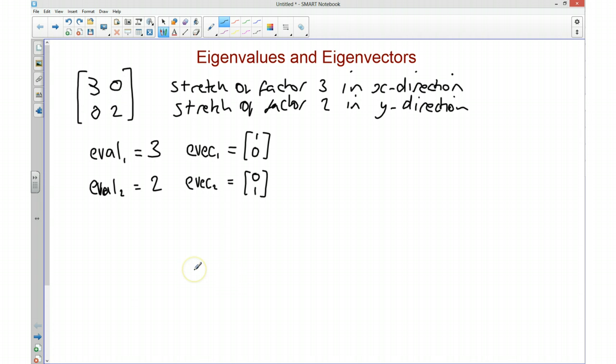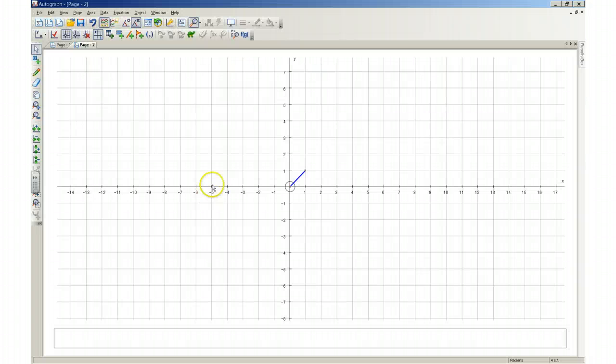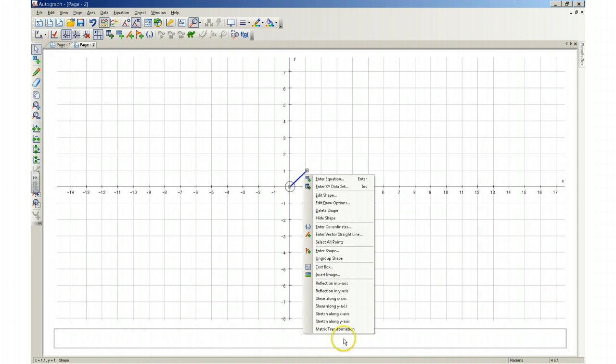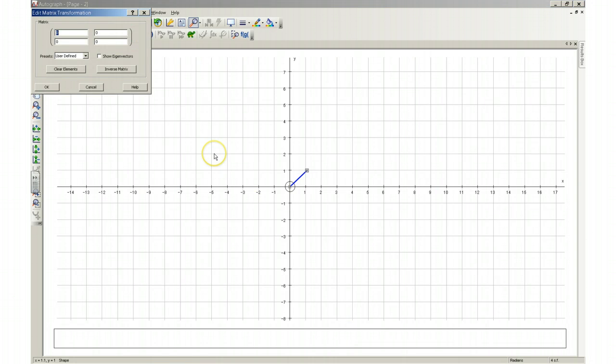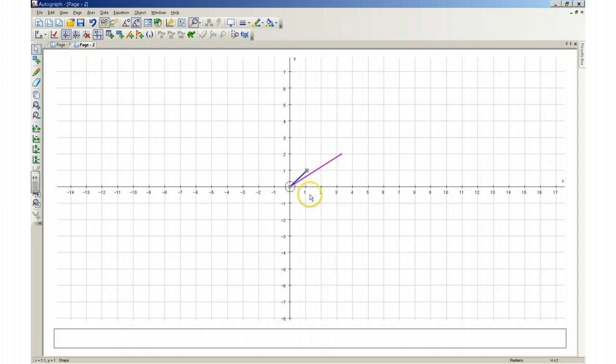Now, just to give you a sense of actually what's gone on here, we can have a look at this vector that goes through the origin in Autograph, and I can move this vector around anywhere I want it to be. Now what I'm going to do is introduce our transformation matrix, and transform this position vector using the matrix that we had before, that was a stretch of factor 3 in the x direction and a stretch of factor 2 in the y direction. So we're going to have something that looks like that. Now, as you can see, this point here gets transformed to this point here.